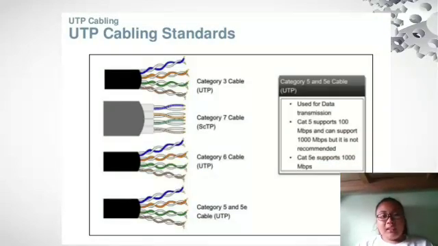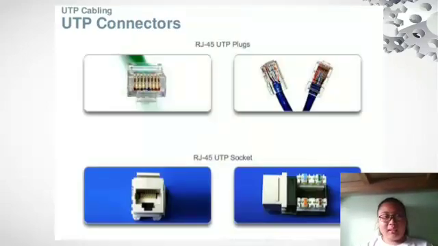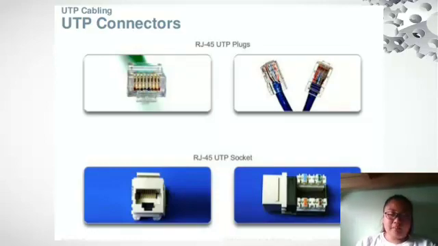The UTP cabling standards. The first one is the Category 3 cable, the UTP. The second one is the Category 7 cable, or SSTP. And the fourth one is the Category 6 cable, also UTP. And Category 5 and 5e cable, also UTP. Category 5 and 5e cable are used for data transmission. Cat5 supports 100 Mbps and can support 1000 Mbps, but it is not recommended. Cat5e supports 1000 Mbps. The UTP connectors are RJ45 UTP plugs and RJ45 UTP sockets.